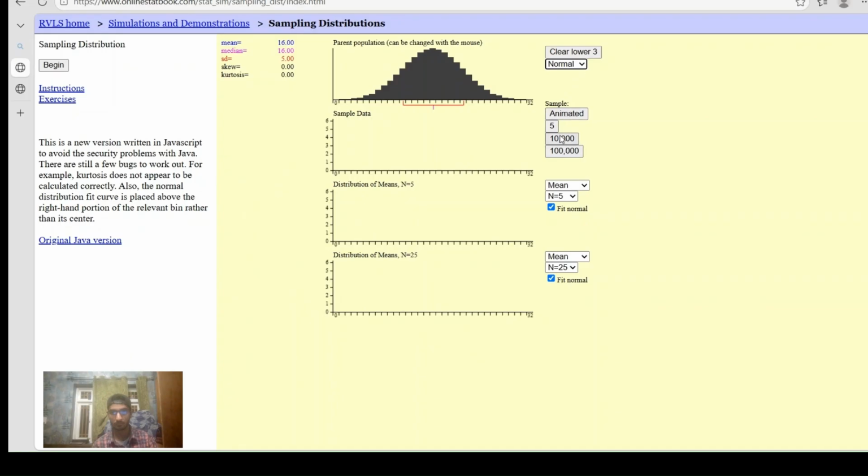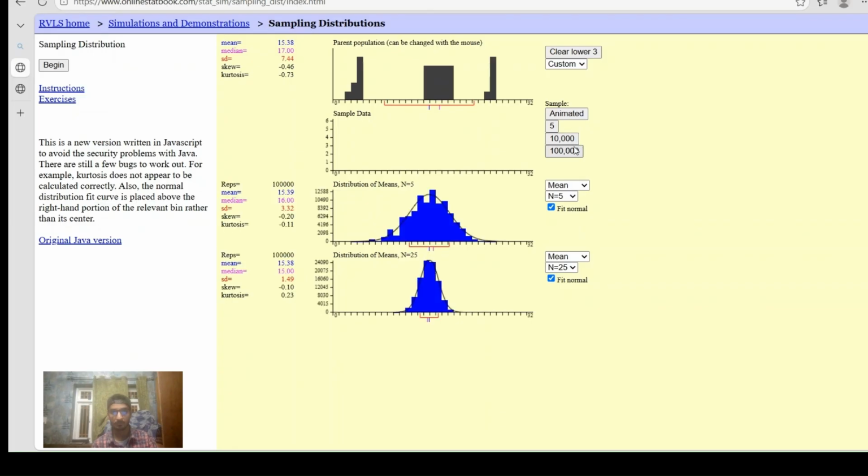Now, let's try a skewed parent population, where most of the data is heavily bunched up on the left side. We'll jump straight to pulling 100,000 samples. Watch the graphs below. For a small sample size of 5, the distribution still looks a bit skewed and asymmetrical. But look at the bottom graph for a sample size of 25. Despite the original data being heavily skewed, the distribution of the sample means is remarkably normal and symmetric. This is the central limit theorem in action.